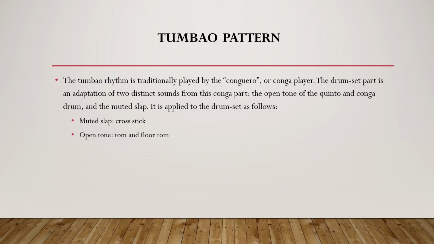Without getting into the technicalities of these sounds, I'll simply describe how I translate them to the drum set. The muted slap on the conga, which is a staccato type sound, is translated to the drum set by a cross stick sound, which is the butt end or the thicker mass end of the drumstick contacting the rim of the snare drum, as you can see in my example. The open tone of the quinto and conga drums is mimicked simply by the higher pitched tom-tom and the lower pitched floor tom.